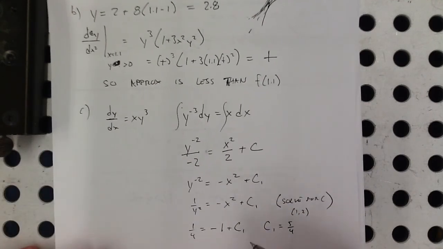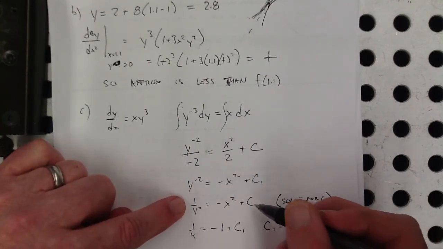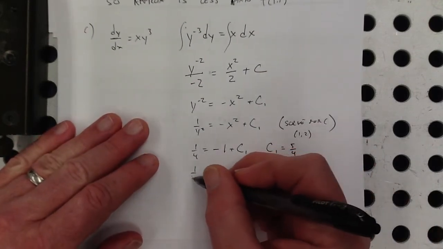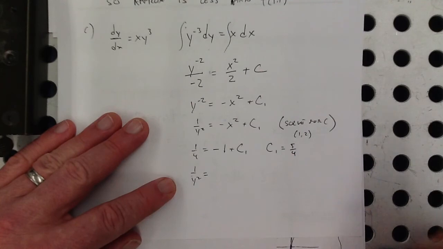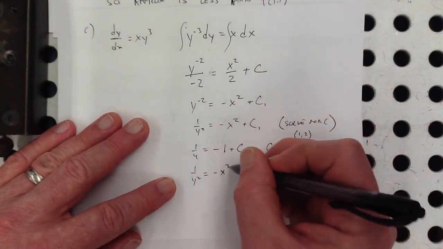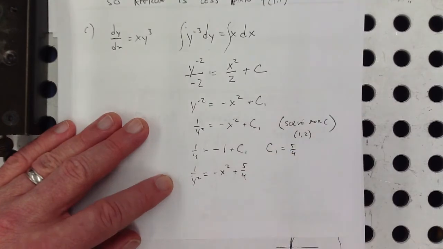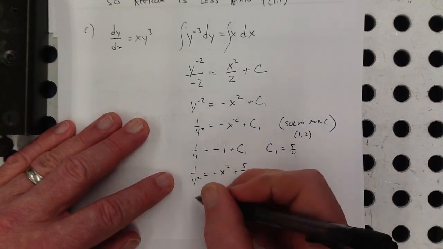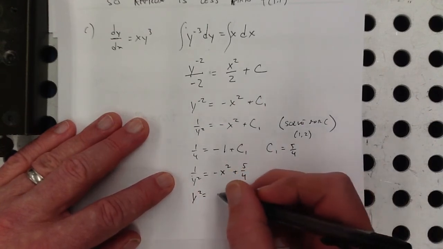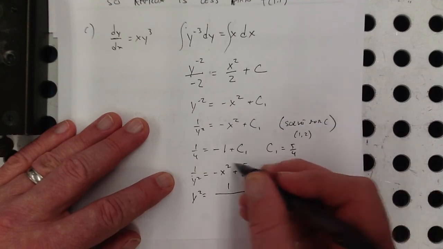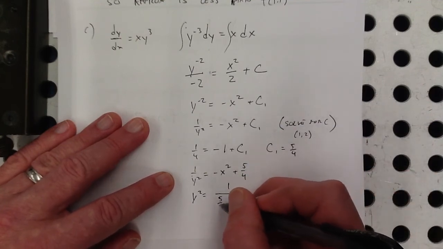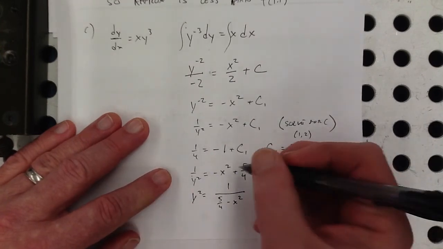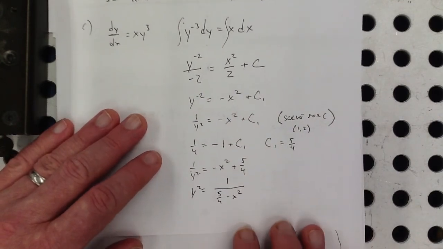Okay, so if I put that 5/4 here, I get 1 over y squared is equal to minus x squared plus 5/4. Now I'm going to flip both sides over. You cannot flip things over term by term because math. The whole thing flipped over is 1 over, if you like, I'm just going to switch the order of them because that looks better to me, but you don't have to do that. Just flip the whole thing over. And then square root.